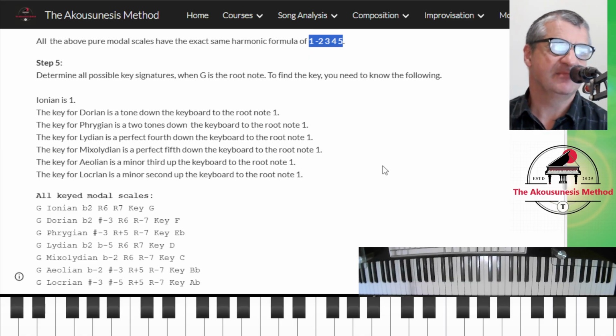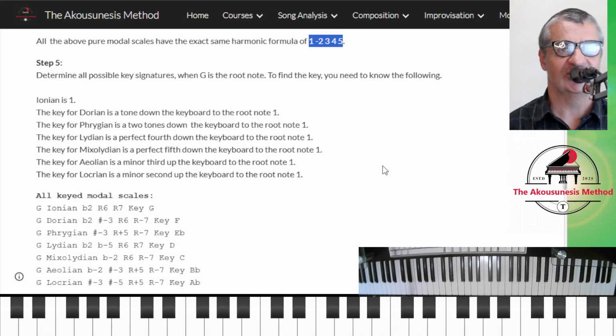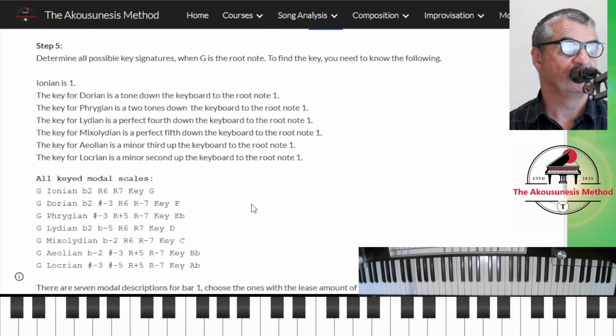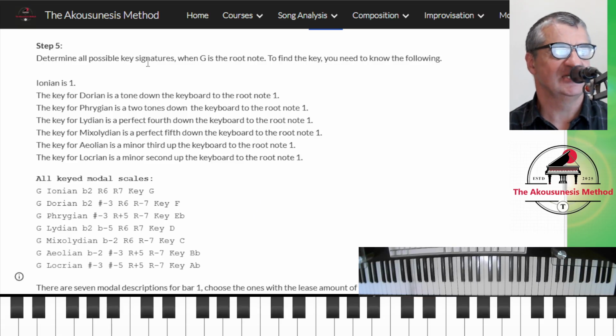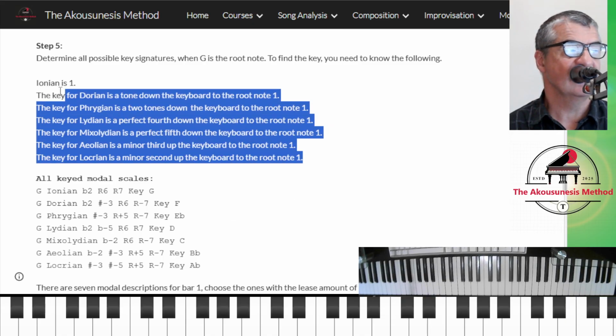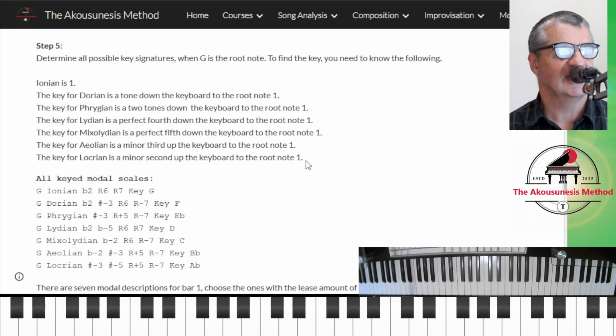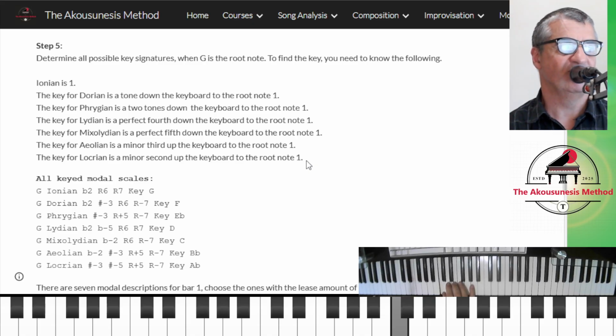All right, so the next step now is we want to know what key signature we can put this in. We already know what note we chose as the bass note, which was G. Determine all the possible key signatures when G is the root note. To find the key, you need to know the following. So this is another bit of information you need to find. Now, all this is saying is, let's put our head back in the key of C. And Ionian has a root there. We start with a root 1.